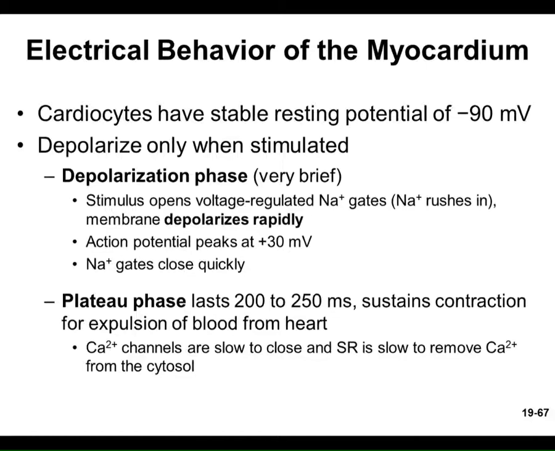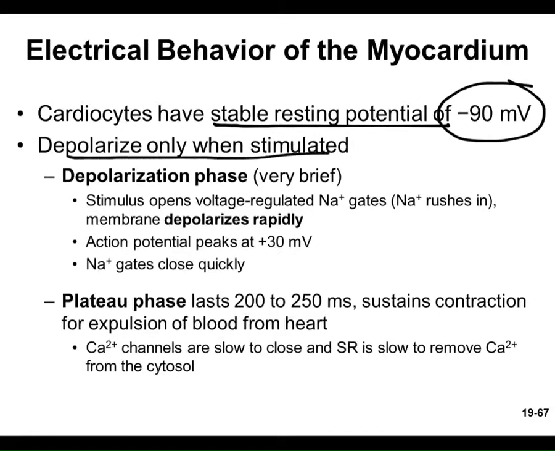So regular heart cells, right, regular cardiocytes do have a stable resting membrane potential. Their stable resting membrane potential is negative 90, same as skeletal muscle, right? Same starting place as skeletal muscle. So that means that the rest of the heart will only depolarize when it is directly stimulated. There are no leaky sodium channels in most of your heart muscle.